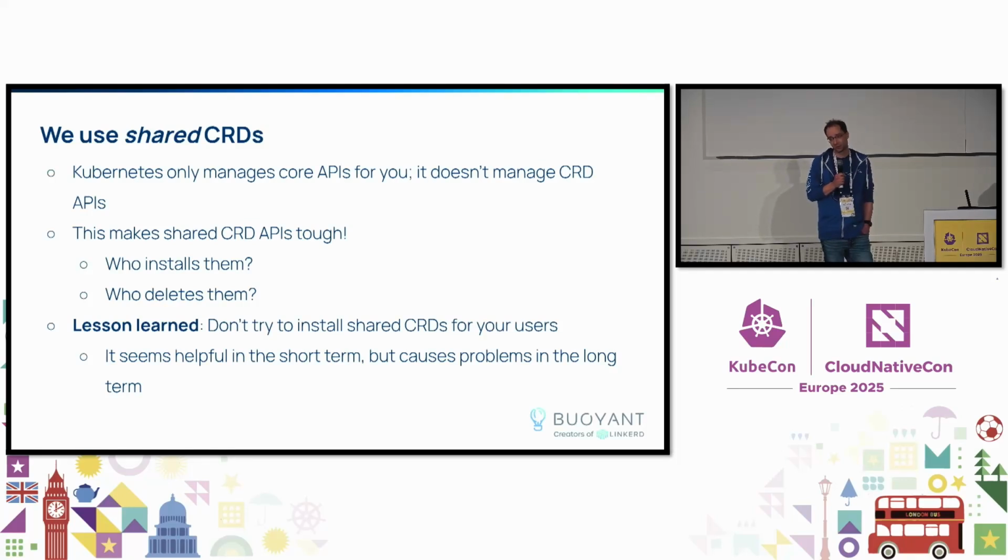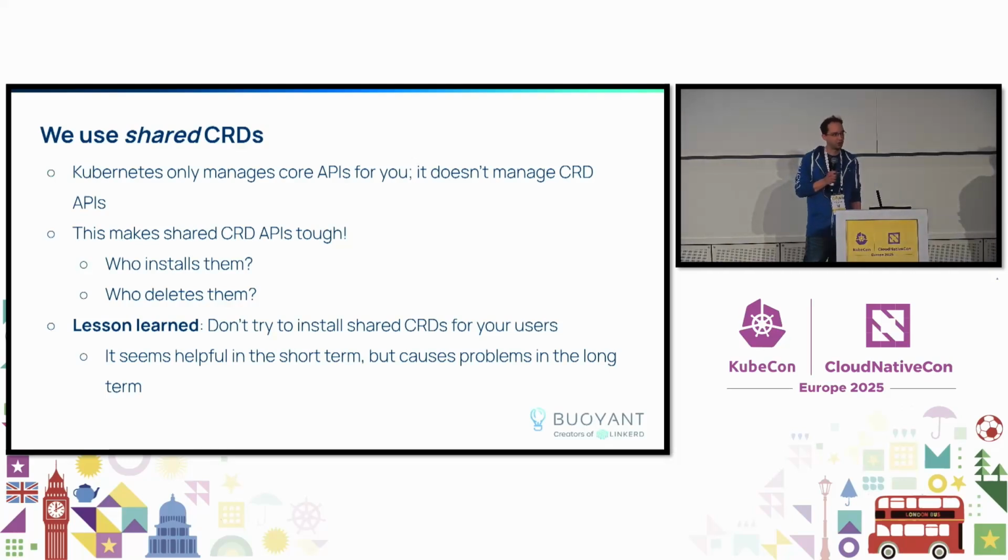Lessons learned, don't try to install shared CRDs for your users. It seems like that's the right answer, but it's not. It causes problems in the long term when we have multiple projects using one like Gateway API. And again, it may be the only one right now, but there are going to be ones in the future.